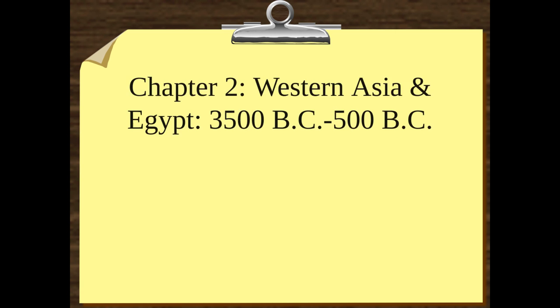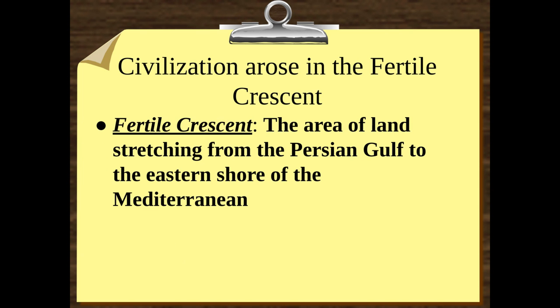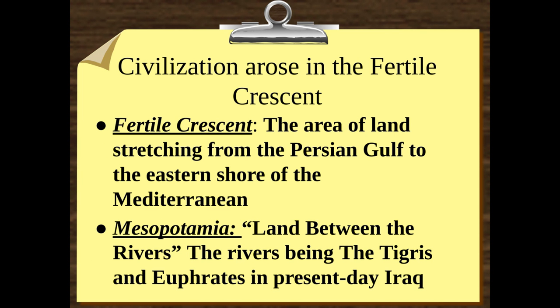These are the first notes for chapter 2, which is the first section here covering Mesopotamia, early civilizations of Mesopotamia. The worksheet that I gave you today on the geo skills mainly was talking about two geographical features that I need you to differentiate: Fertile Crescent and Mesopotamia.